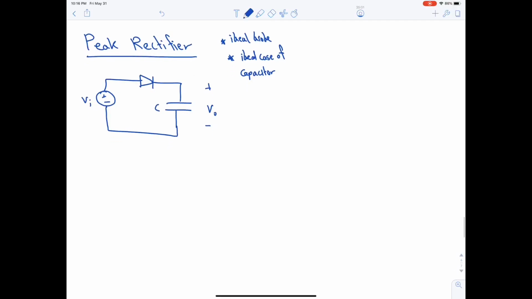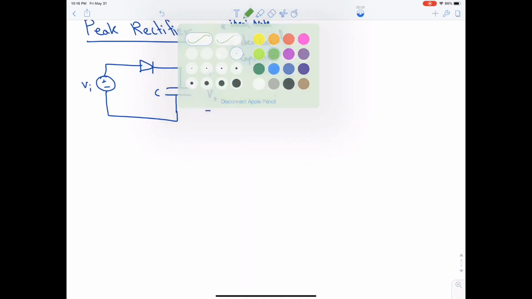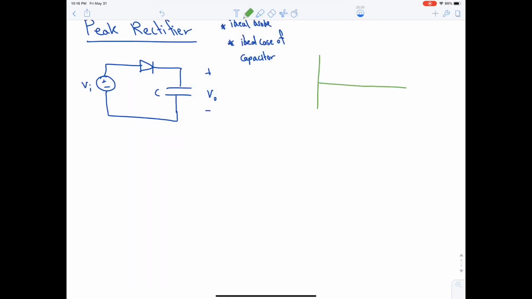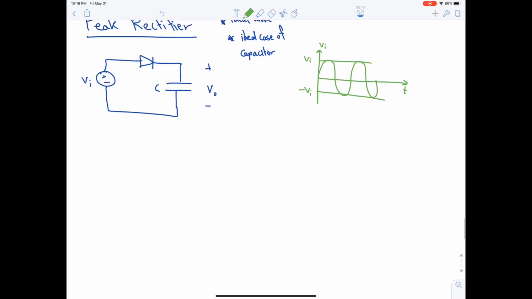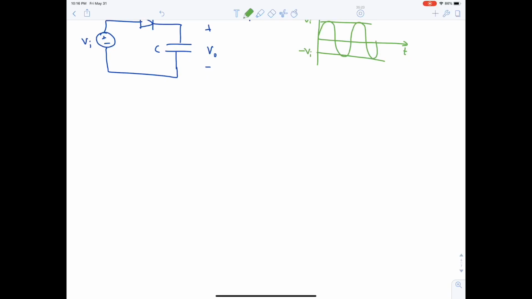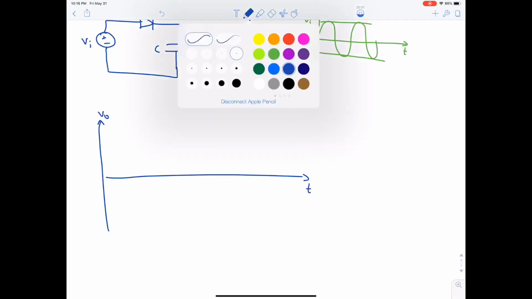Okay? How will this kind of circuit operate? Or how will it behave? So here we're having VI with respect to time. Peak values are VI and minus VI. Okay. Now, let me draw the waveform. Time with V output. Plotting the reference.